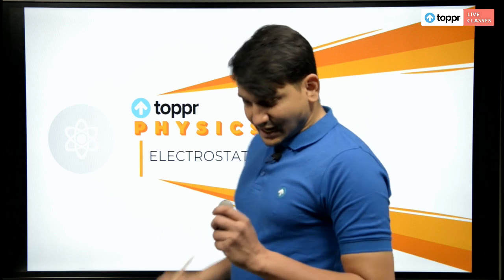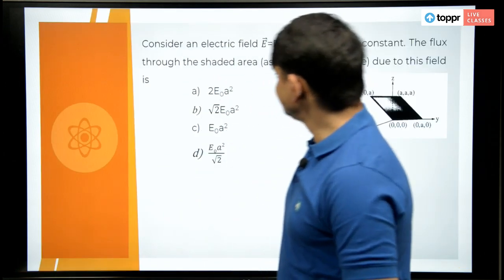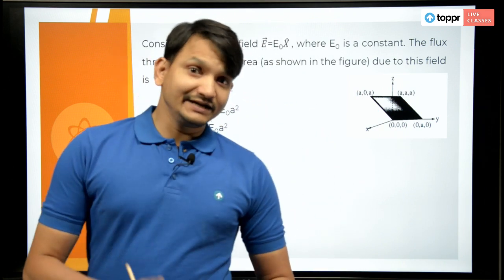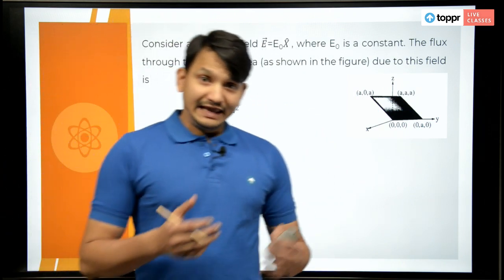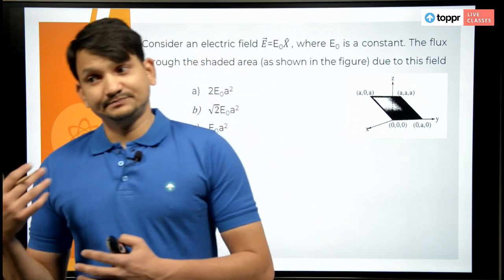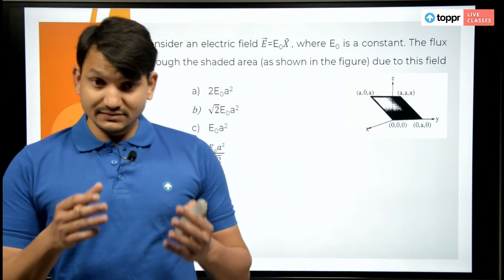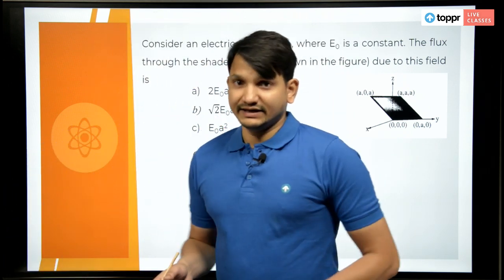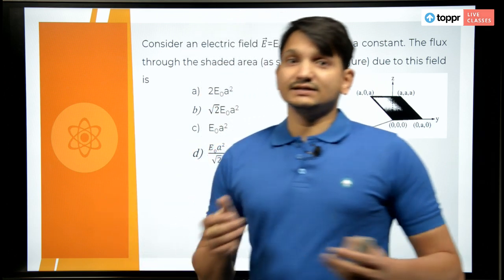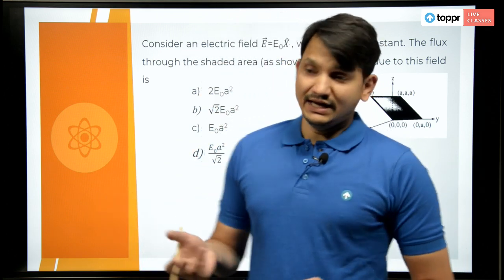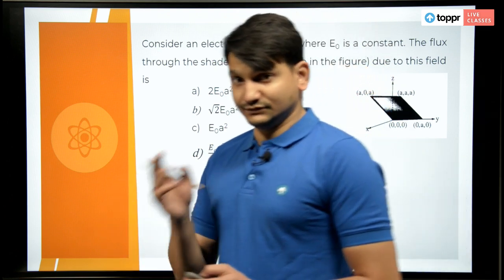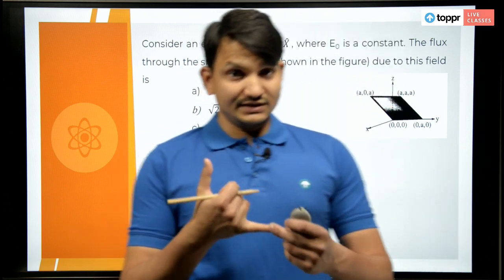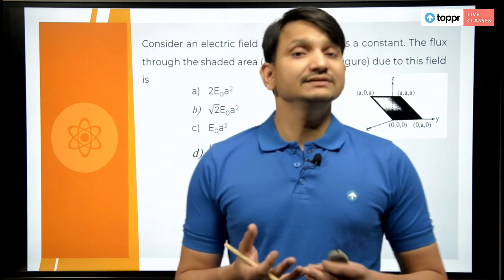So let us start with the first question that we have. It is related to electric flux. As you know, electric flux is the product of area vector with the electric field vector, with the dot product included. So flux is a scalar quantity and it is equal to the dot product of two vector quantities, area vector and electric field. Area is not a vector quantity, but when you say area vector, that is a vector quantity.